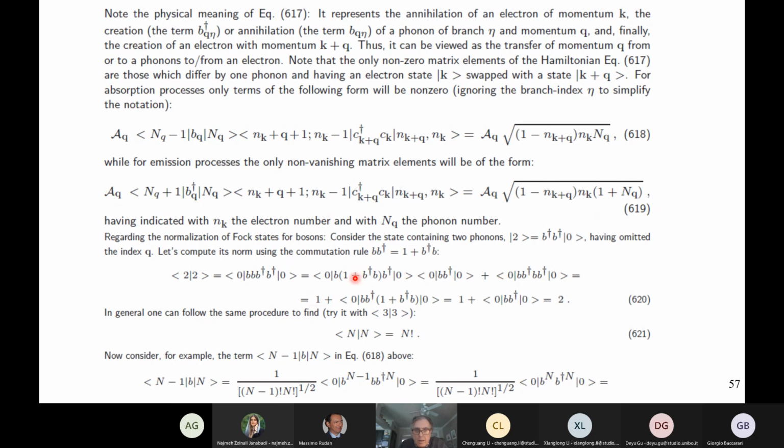This gives me the 1 that I have exactly from this term, plus this object. I do it again, this gives me a 1 again, and so I get a 2. 2 factorial is equal to 2. In general, you can follow this derivation and do it for the state n, which is what I've done here. So follow this derivation, and then what you see is what I told you before.